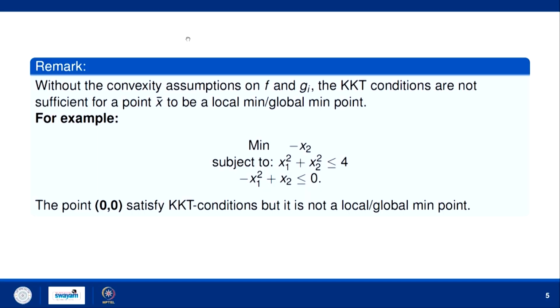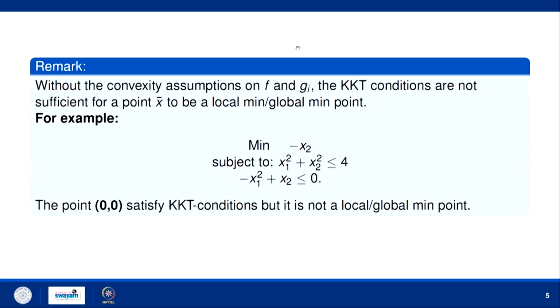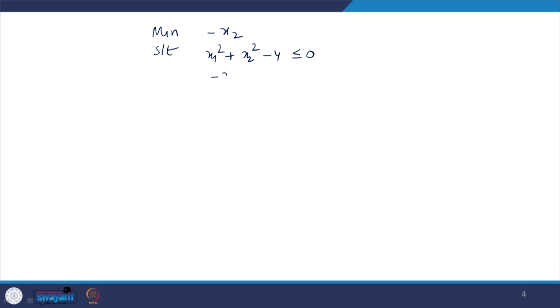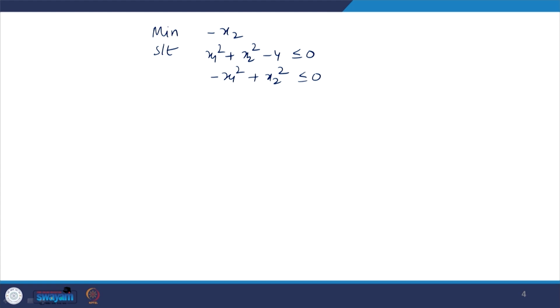It is minimum of minus x2 subject to x1 square plus x2 square minus 4 less than or equal to 0, and second is minus x1 square plus x2 less than or equal to 0. This is the problem. Now, let us write the KKT conditions of this. So, how to write the KKT conditions?